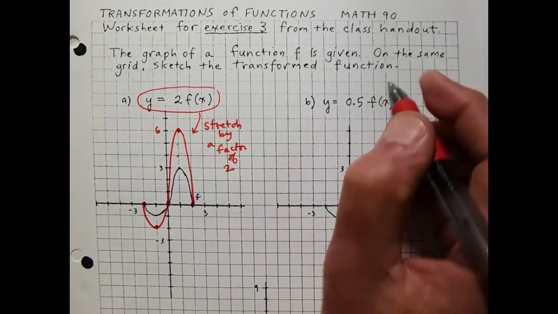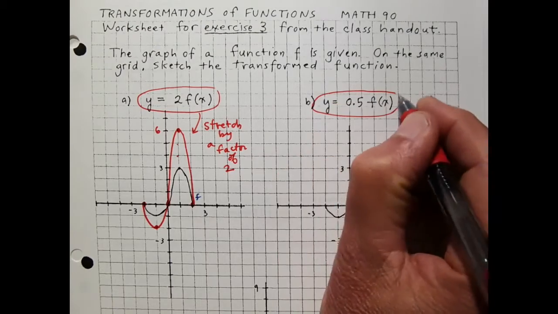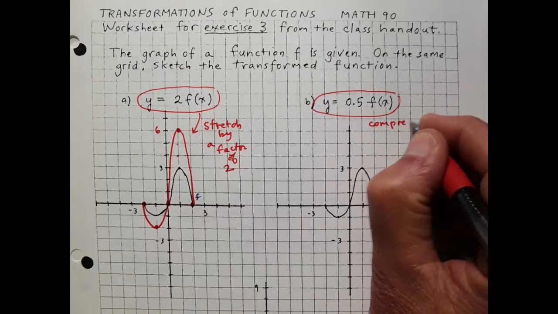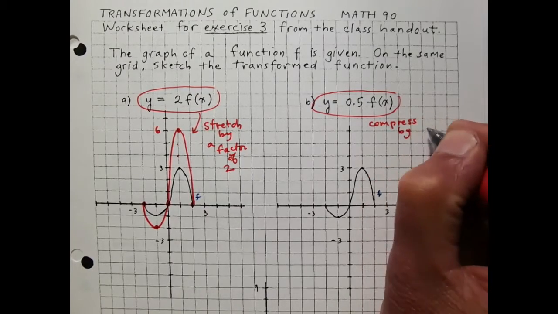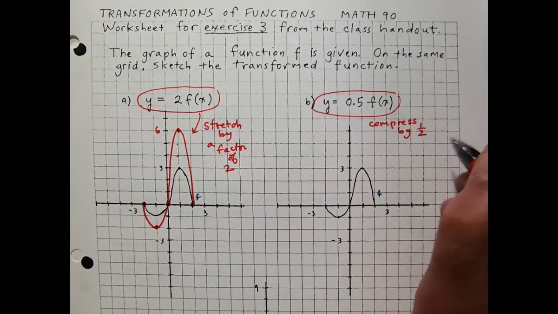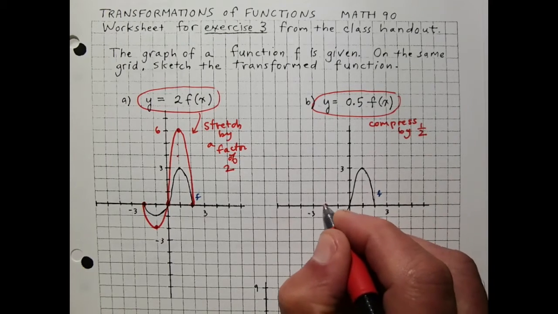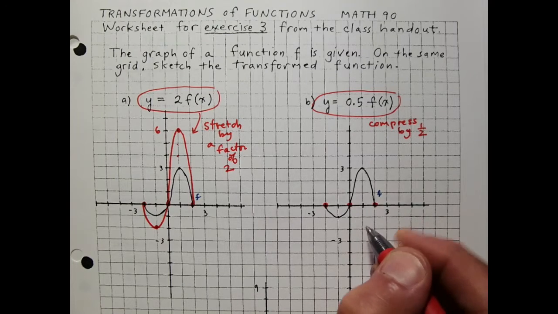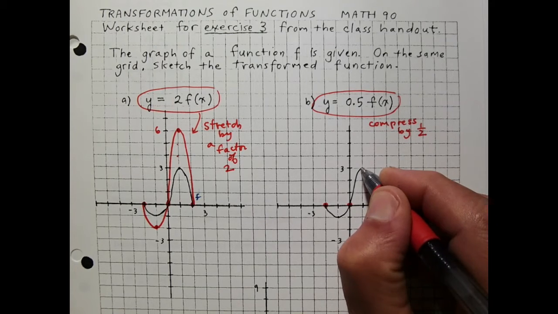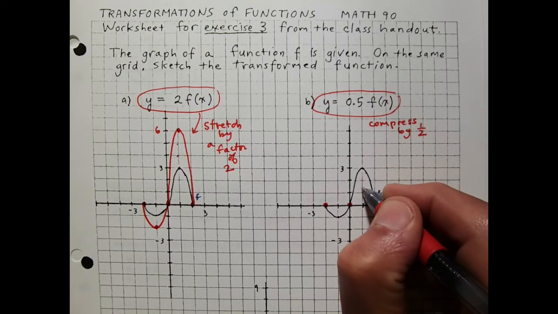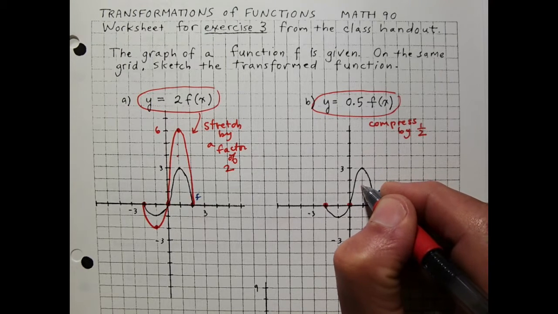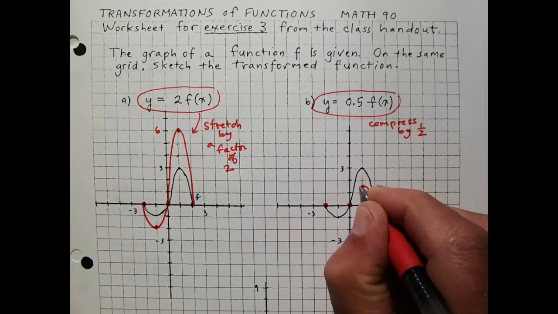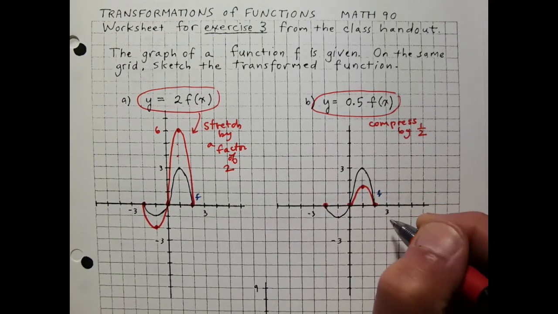In B, it's kind of a similar thing. We're multiplying by a constant here, but we're going to compress by 1/2, or 0.5. The 0 points, the points on the x-axis will stay put, but the point that's 3 units away will end up being half as far away. That's like 1.5 units away, right? So that first lump gets shrunk or compressed.